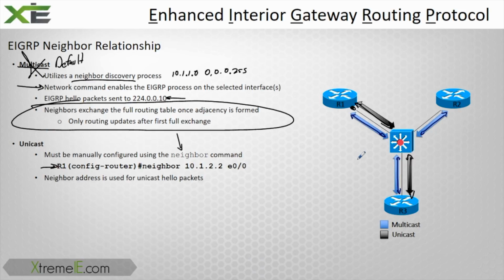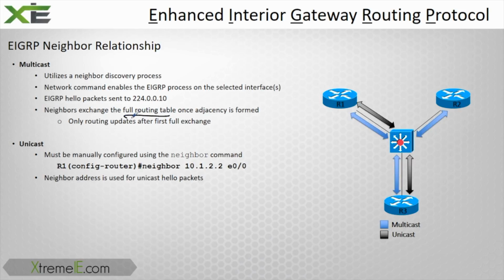Once we actually form an adjacency, we're going to have a full routing table exchange between our neighbors, and then everything after that will be only those routing updates. So if we add a network, we're going to see that in an update. This is going to be the same case here as well. Really, the only difference that we're going to see between multicast and unicast is that we're not going to send these hello packets to 224.0.0.10. We're going to send them unicast to that individual address.